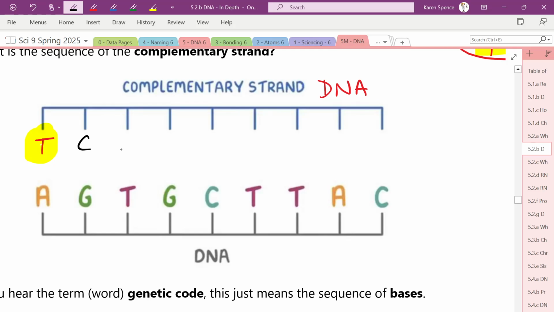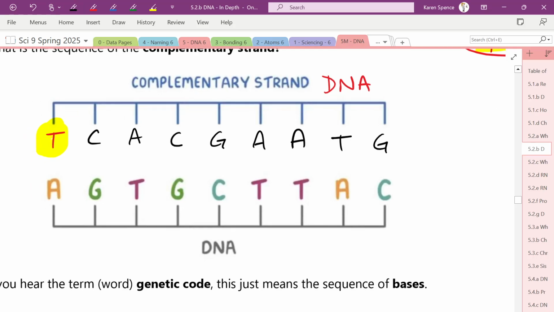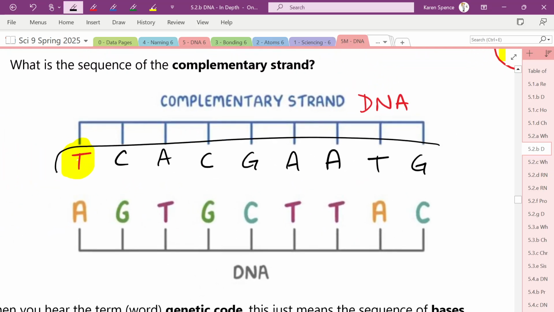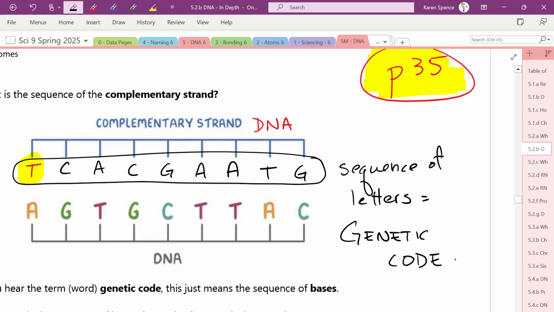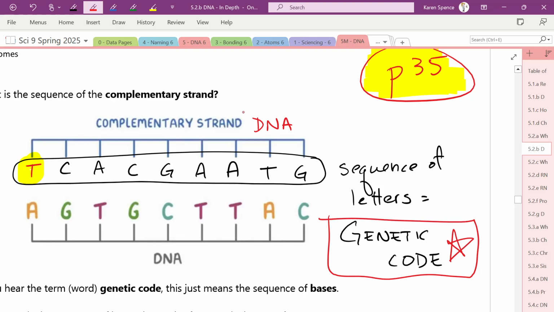What comes next? A. Next, C, then G, A, T, and G. Is that pretty straightforward, pretty easy? Okay. What do we call this sequence of letters? The sequence of letters is the genetic code, yes. We should also know the word complementary strand.